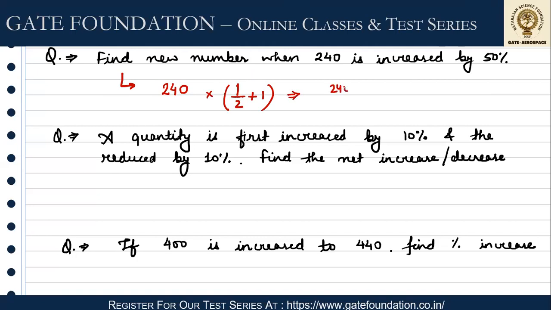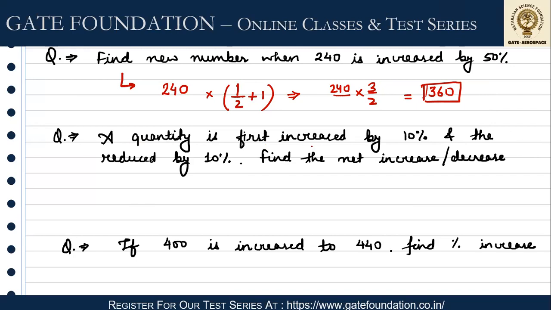So I have 240 times, yes, 3 by 2. That will be my final answer. That will become 360 simply, because हमने देखा था 50% था, so 50% increase हुआ है, now it becomes 150%, right? Or 50% is equals to 1 by 2 that we have seen in the very beginning, right?